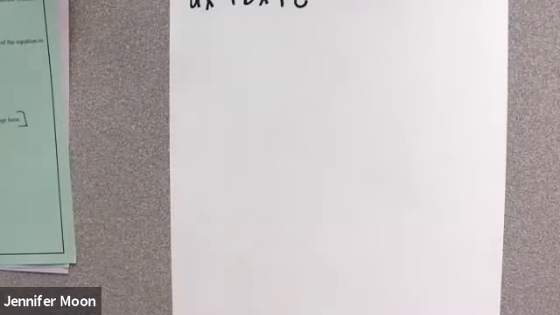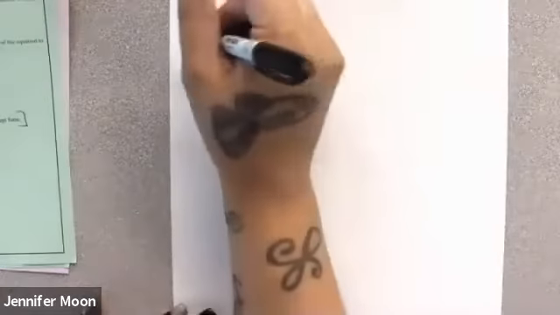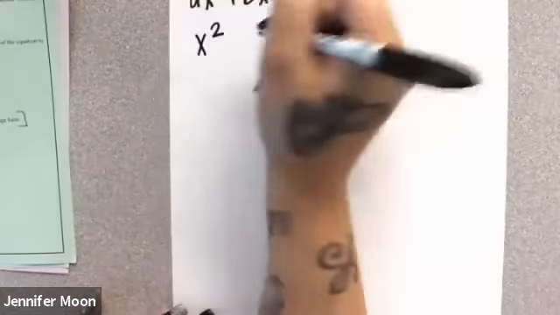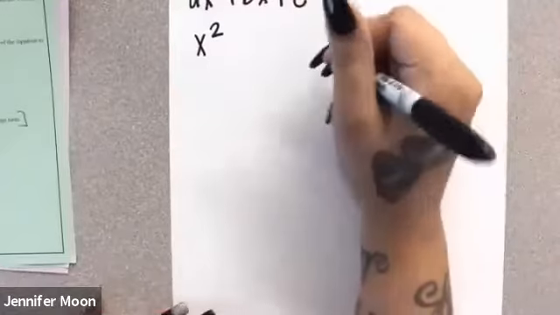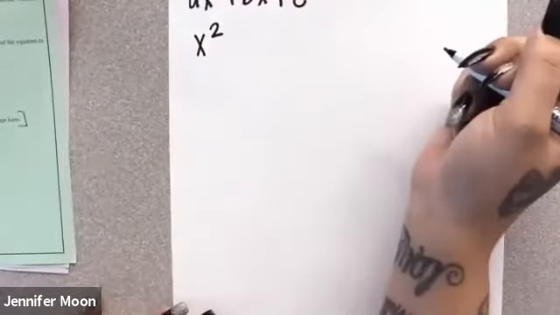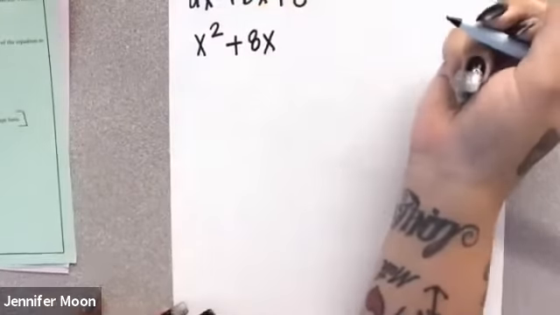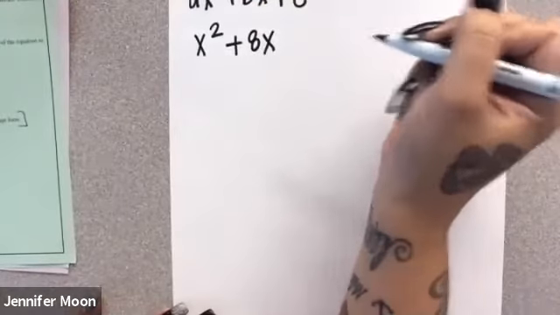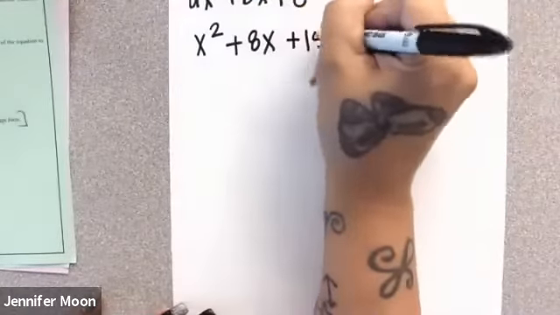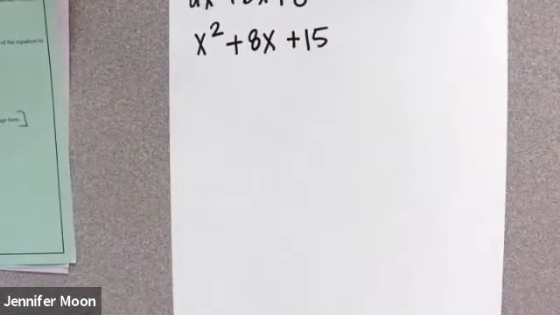Okay, so let's say for our example, it's actually easier than these. I think I'm just going to make one up. Say we have x squared plus 8x, since 3 and 5 is 8, and then 3 times 5, a positive 15. Say that's the trinomial that we have.